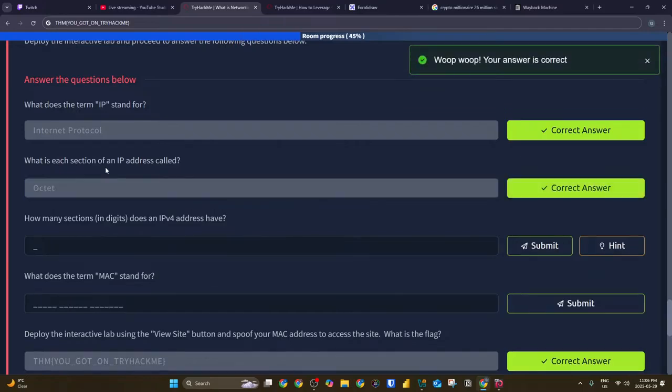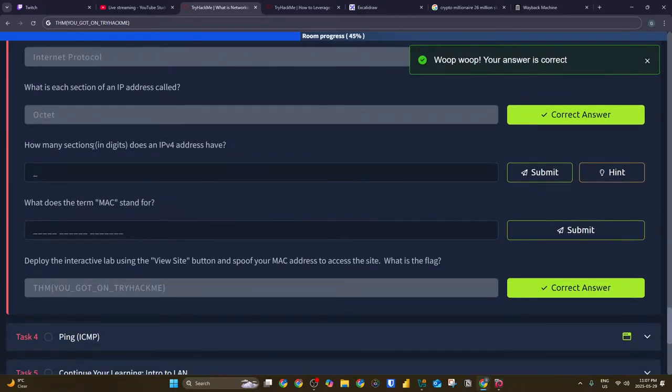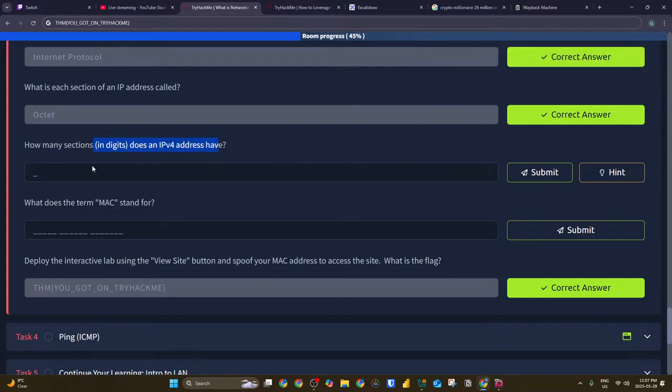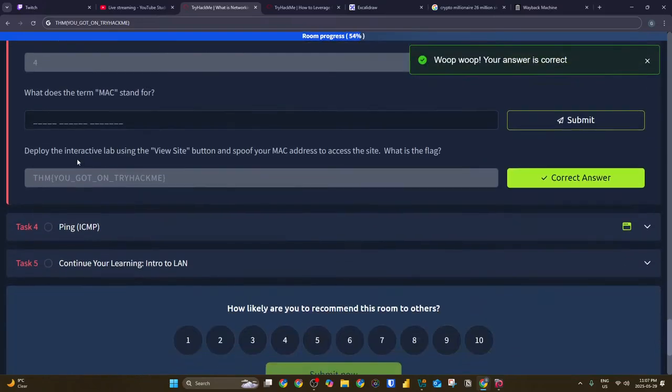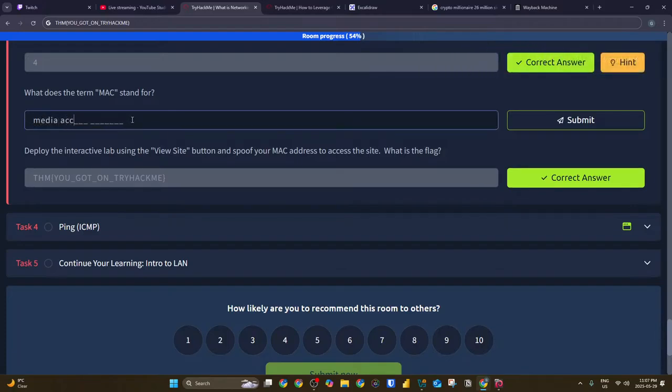How many sections, or basically how many octets, does an IP address have? As we know, it's 4. What does the term MAC address stand for? MAC address is Media Access Control.